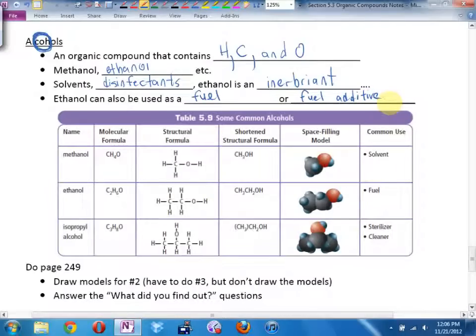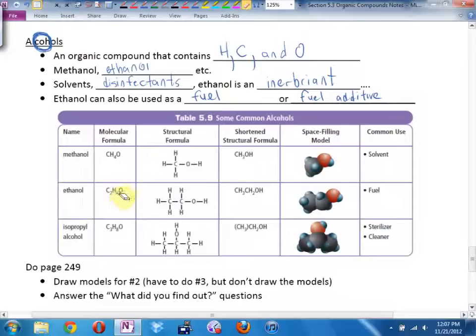Okay. Ethanol can also be used as a fuel or a fuel additive. If you want to take a look at how these fit together, the first alcohol that I gave you was this one here called methanol. Now, methane was CH4 with no oxygen. Add an oxygen right there, and now you have methanol. It's written as CH3OH if you want to write it as the shortened formula. The C bonds with 3 H's, the O bonds with the H. There's the shortened structural formula. Space filling model, you don't have to recognize it. I'm showing it to you because it's nerdly cool graphics.